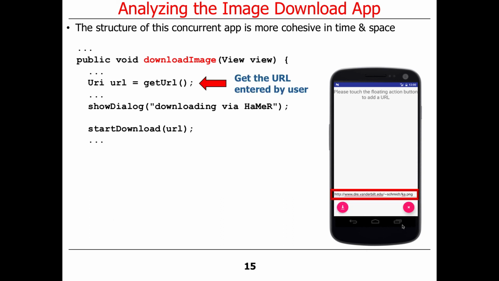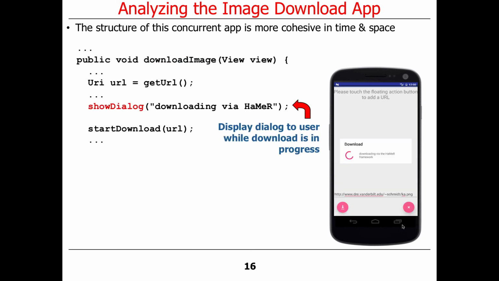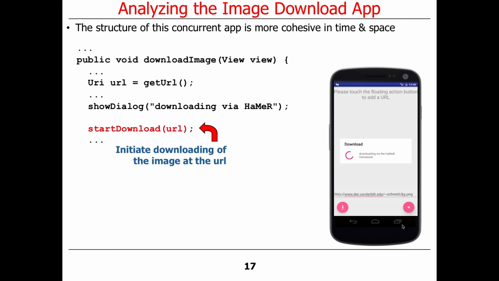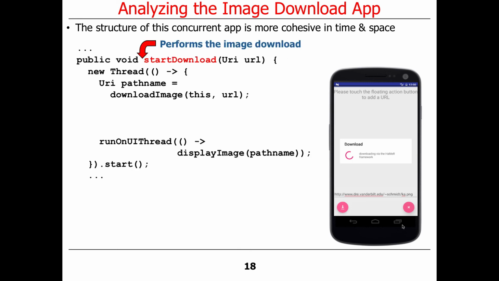What happens here is that the download image method gets the URL that's entered by the user, shows this dialog saying downloading is in progress, and then it goes ahead and initiates the downloading of the image at this URL. So we're going to focus now on the start download method. Here is start download. This is the method that's actually going to do the downloading.